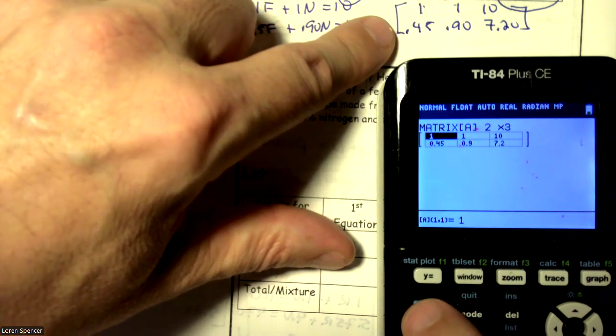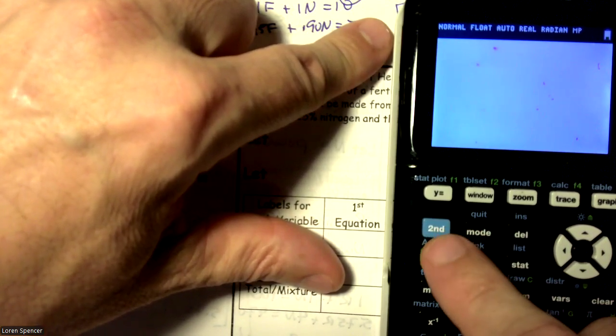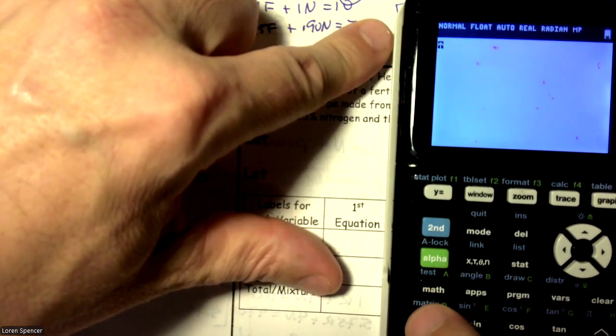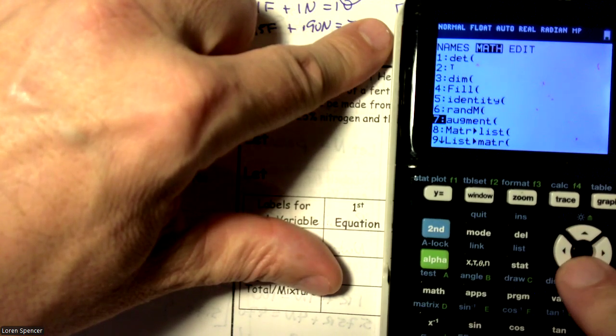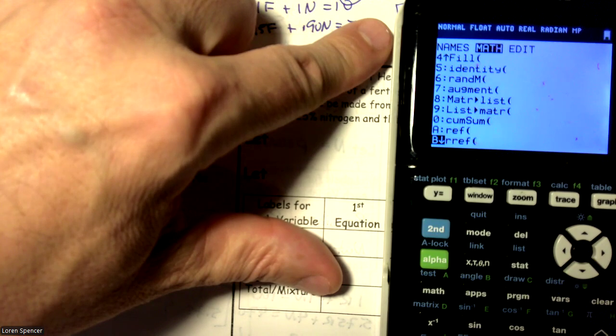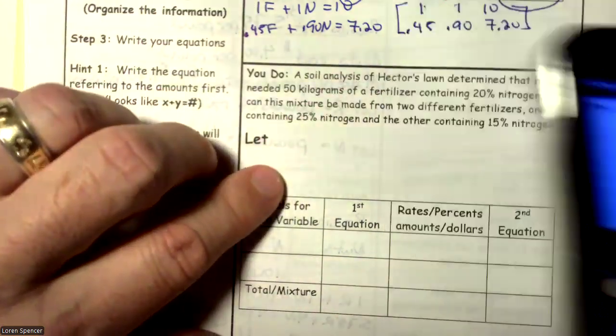Okay, we're going to leave. So blue quit. That's how we get out of the matrix, or blue mode. And then I have to go back into the matrix, which is blue matrix, arrow to math, drop down to letter B, which is RREF. And then I press blue matrix and enter twice. And I get 4 and 6.